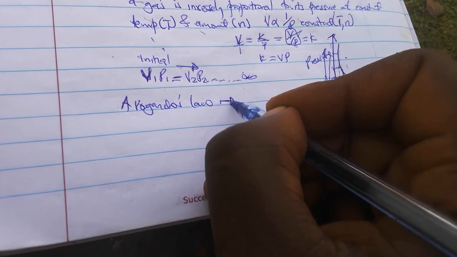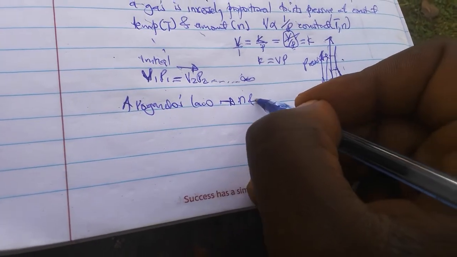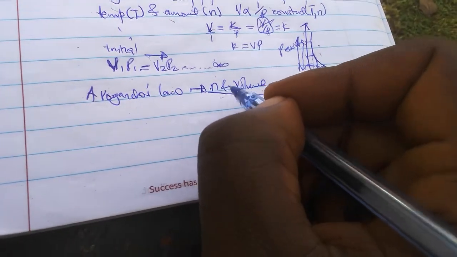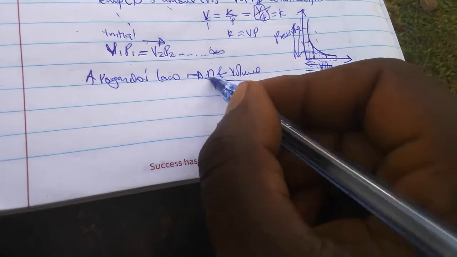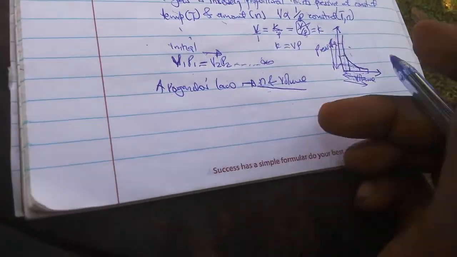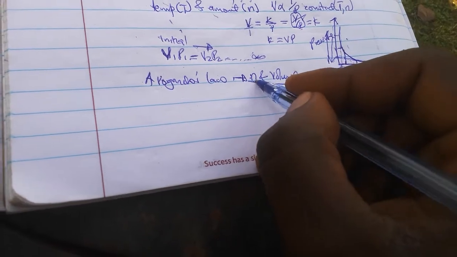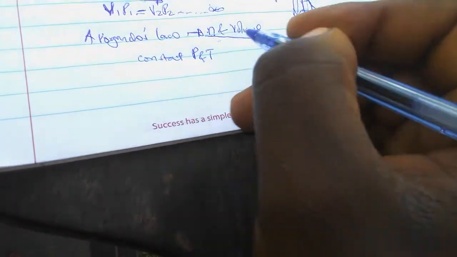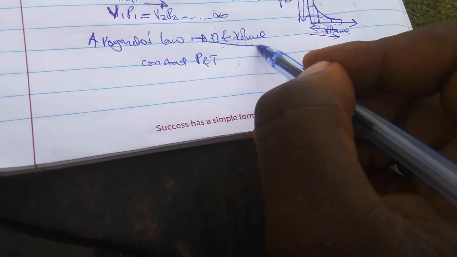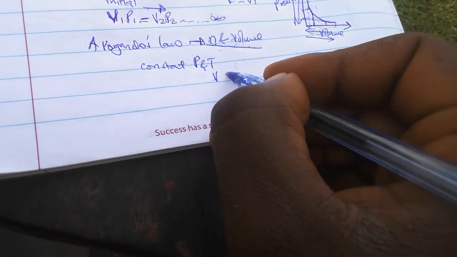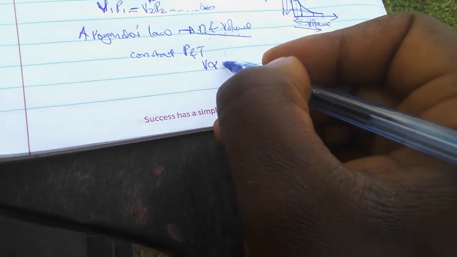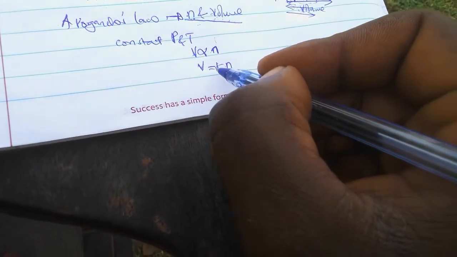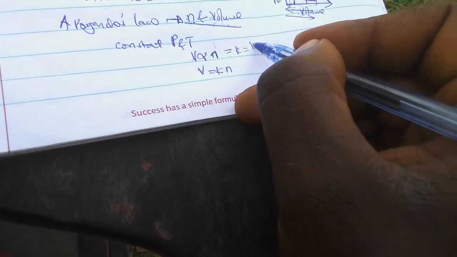this one relates the number of moles and the volume. So there is a direct proportionation of the number of moles of a gas and the volume of that very gas. So it states that at constant pressure and temperature, the volume of a fixed mass of a gas is directly proportional to the number of moles. So that means V will be equal to Kn. If you make K the subject, it will be K equaling V out of n.